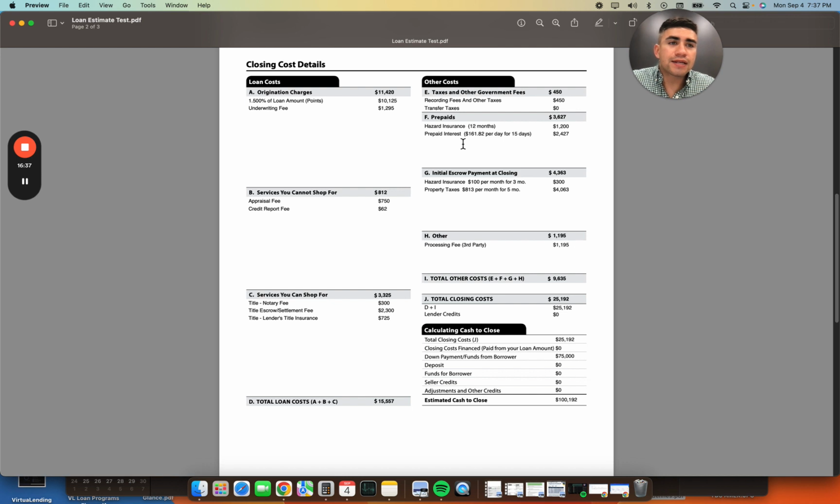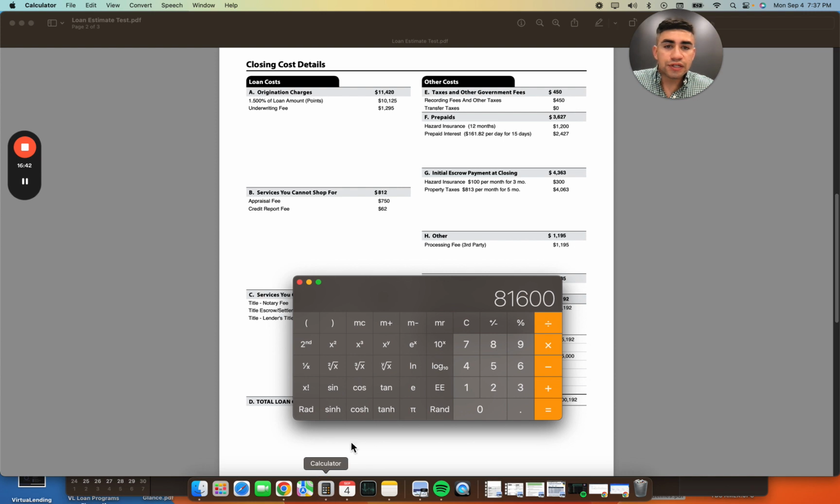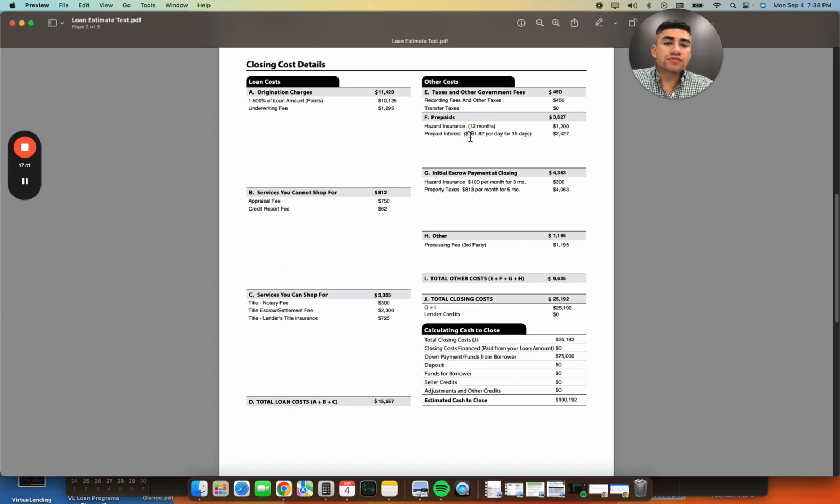So if you're wondering how to calculate your prepaid interest, it's very simple, guys. Take your loan amount. We'll do it right here on the screen. Okay, so take your loan amount, which is $675. Remember, purchase price is $750. We're going 10% down. Loan amount is $675. Multiply that times your interest rate, which in this case, 8.75%. Right? Okay. Now divide that figure by 365 days in the year. We have a per diem rate of $161.82. We're rounding up here. You'll see that disclosed right here, $161.82 per day.